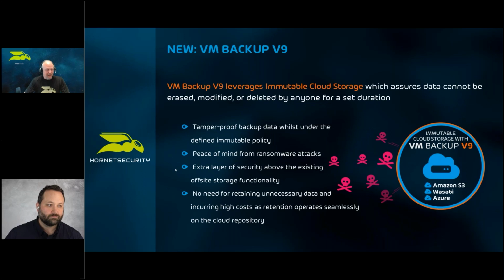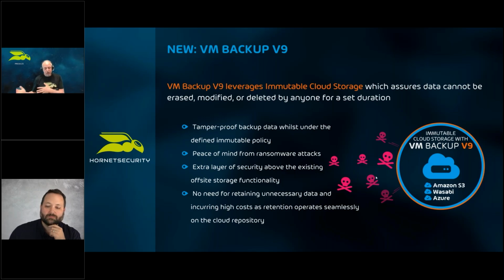So VM9, Andy, the new boy on the block. Yep. I guess what everybody hears from us, what we're marketing, what we're shouting about, is the immutability that we've now got built into the product. We now allow immutable storage on Amazon S3, Wasabi, and Azure, any of those three platforms. We can give you the full immutable. It's tamper-proof, and while it's under the immutable policy, which is another point of mine, you can adjust that policy. You can set what that policy for the immutability is, however long you want it to be. Giving you that peace of mind from ransomware attacks, and I guess giving you another layer of security above the existing offsite storage.